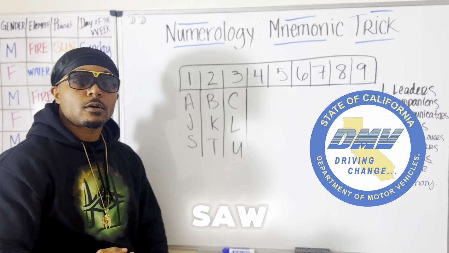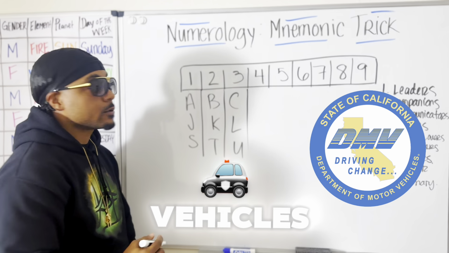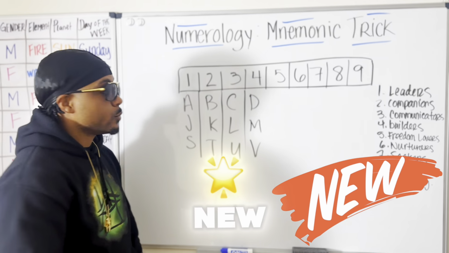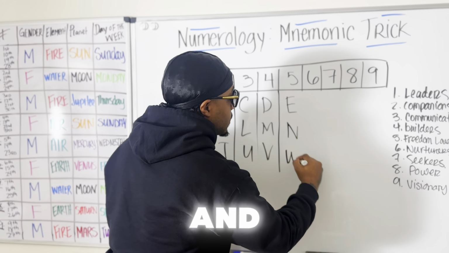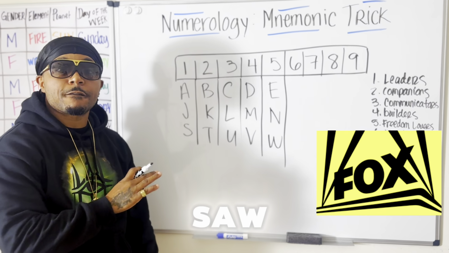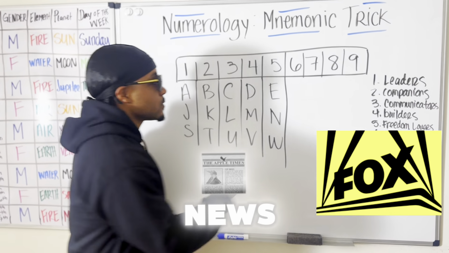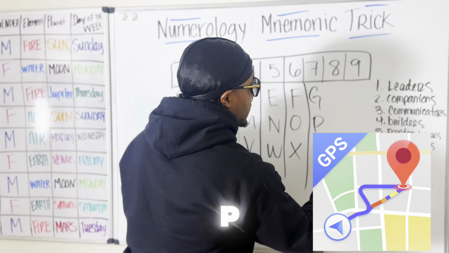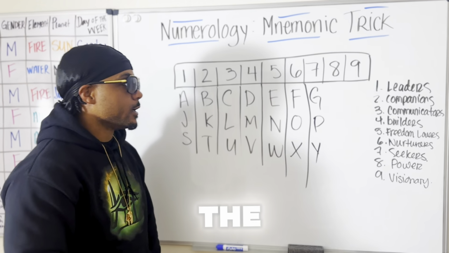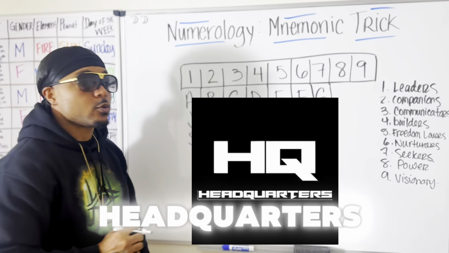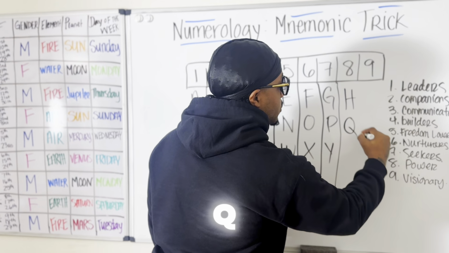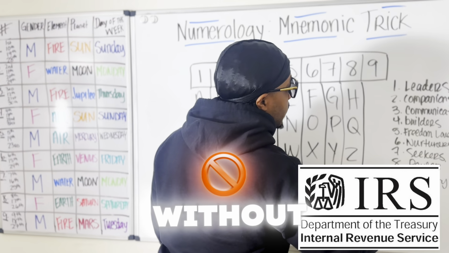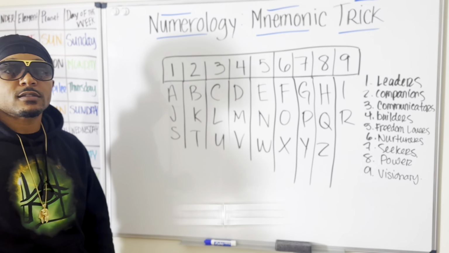4, I saw Department of Motor Vehicles, DMV. 5, I saw the word new, N, E, and W. 6, I saw Fox, like Fox News. 7, that's GPS, GPY, without the S. 8, that's headquarters, HQZ. And 9, that's the IRS, without the S. You see, it's that simple.